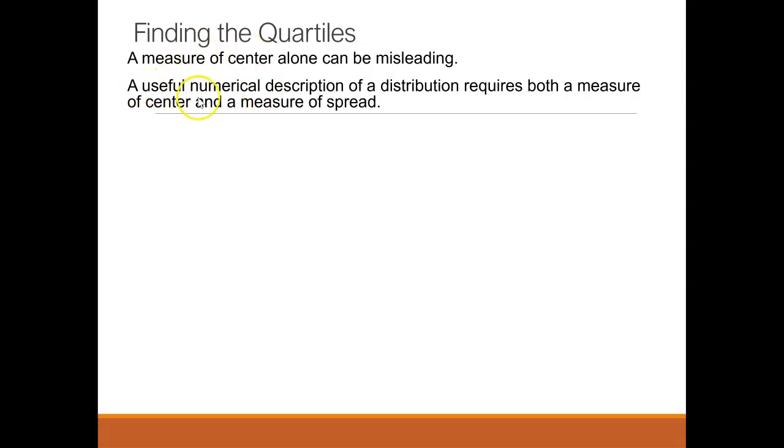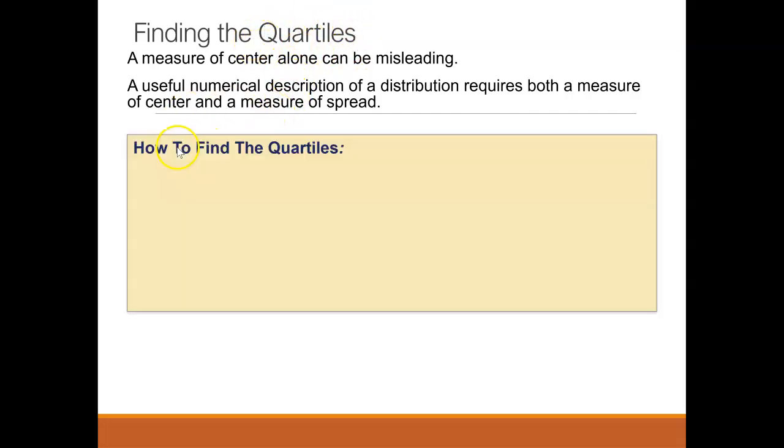Another useful description of a distribution should also include a spread. Finding the quartiles will be one way of representing that. The quartiles are like the 25th percentile, the 50th percentile, the 75th percentile, and the 100th percentile.